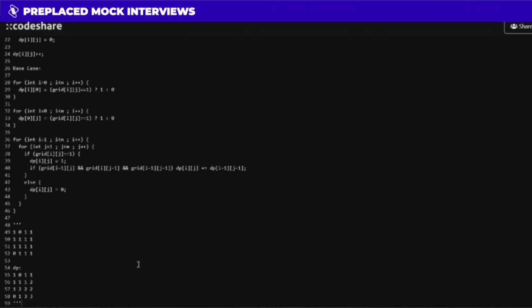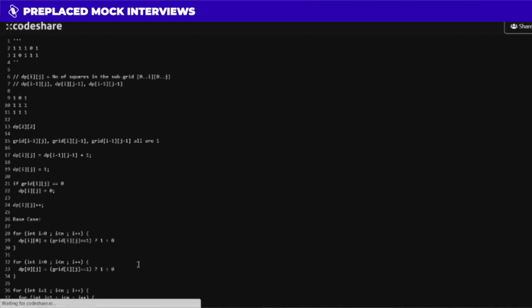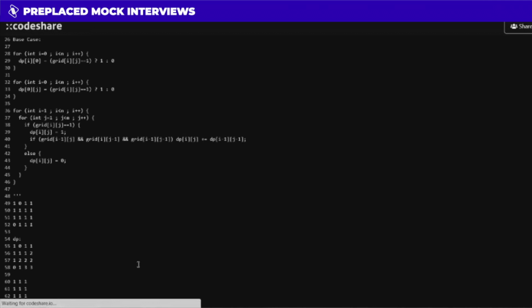why is it highlighting? You're able to see? No. Can you do a refresh once? Yeah, sure.